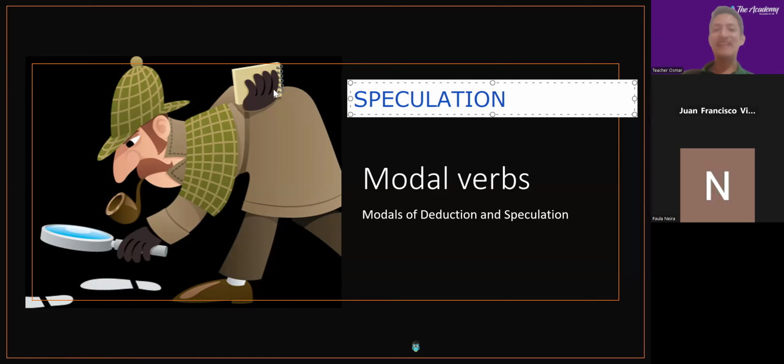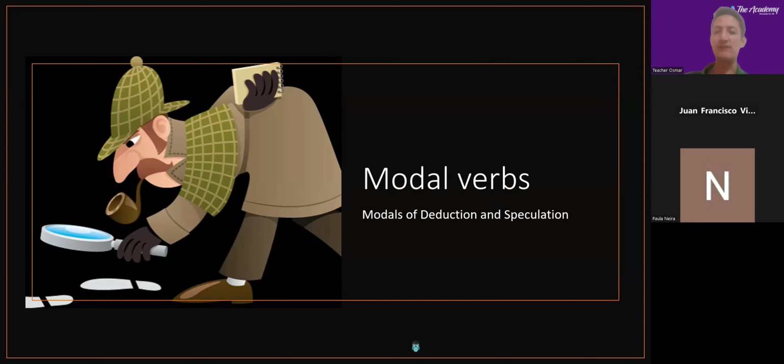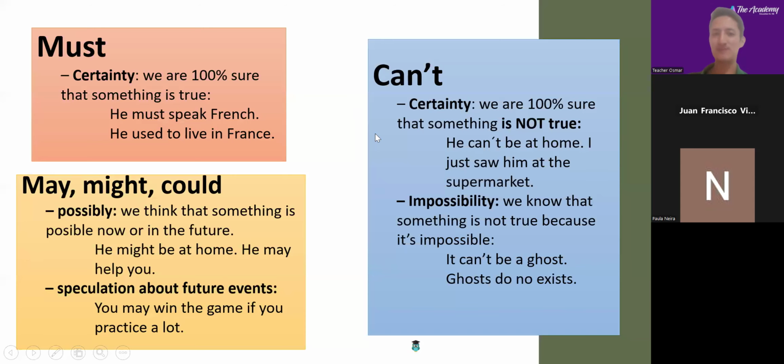So in English, we have the next modals to talk about speculations. We have must, may, might, and could, and then we have can't. You're going to tell me, teacher, I remember must is an obligation. I remember can't is a prohibition. We are also going to use them for speculations, okay?